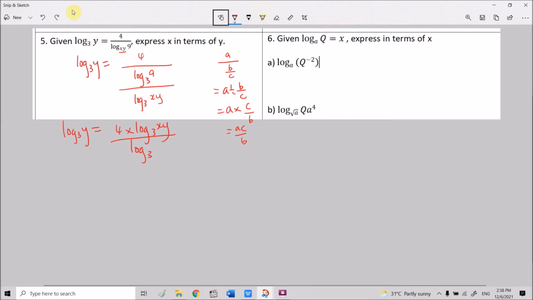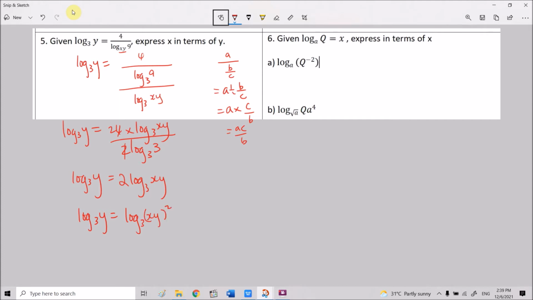Okay, the 9 here I can rewrite as 3 to the power of 2, and the 2 I can bring to the front. Now the log base 3 of 3 is actually 1. So 2 times 1 is 2, and this 2 and this 2 can simplify. I get 2 log base 3 of xy. And I move the 2 here, it becomes the index of xy, so it becomes xy to the power of 2. Be careful here, the square applies to both x and y, not just y only.